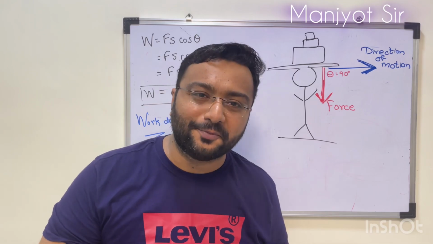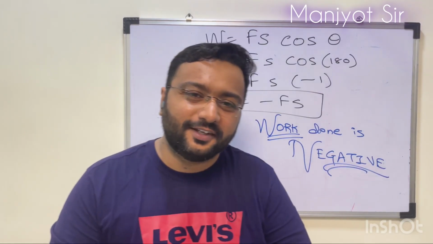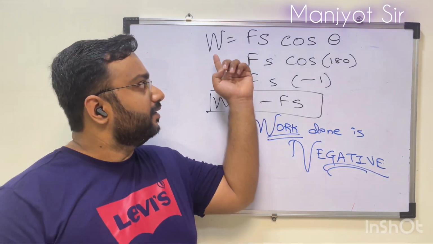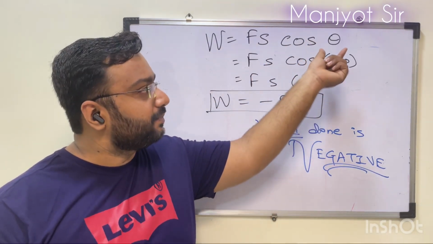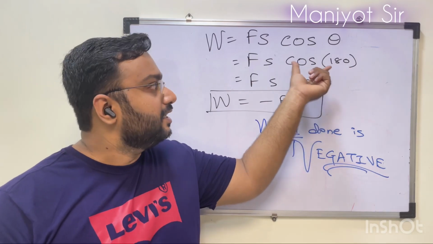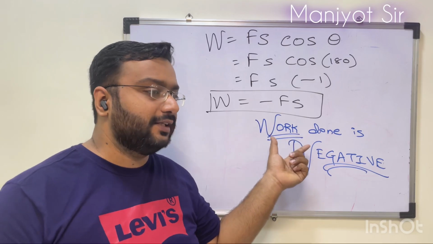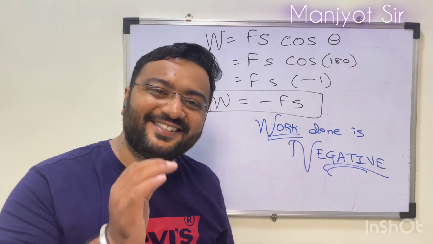Both examples are quite important. Now let's move ahead. Observe here, again a very important concept. Let us understand its examples as well. See here, W is equal to Fs cos theta. In place of theta we are substituting 180. So cos 180 is minus 1, so Fs comes out to be negative. That is, W is equal to minus Fs. So here if you observe, the work done is negative.